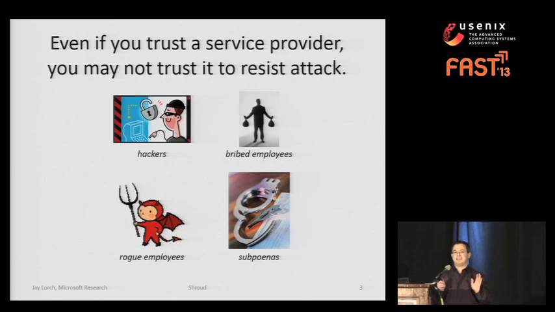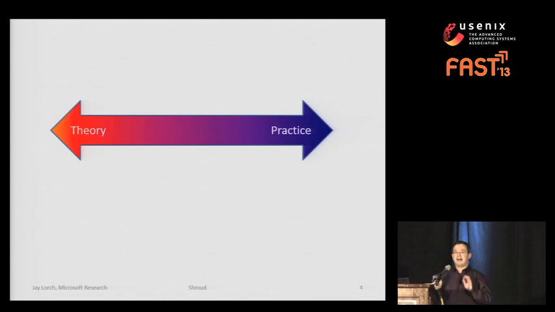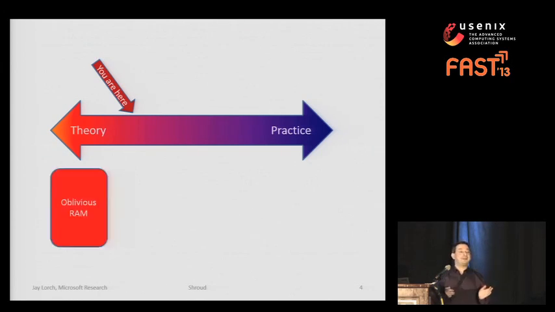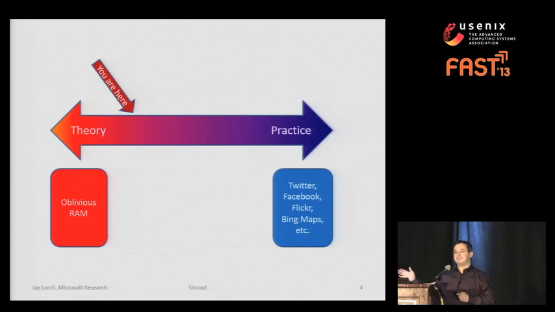But before you get the idea that because I'm talking about Microsoft and I'm a Microsoft employee that we're about to go and deploy this right away, let me disabuse you of that notion. On the spectrum of theory to practice, you're about there. So we've made a lot of progress. We've moved well beyond the theory of Oblivious RAM, but as you'll see, the performance has a long way to go before we're putting this in Bing Maps, or you can use it in Facebook or Flickr or Twitter.